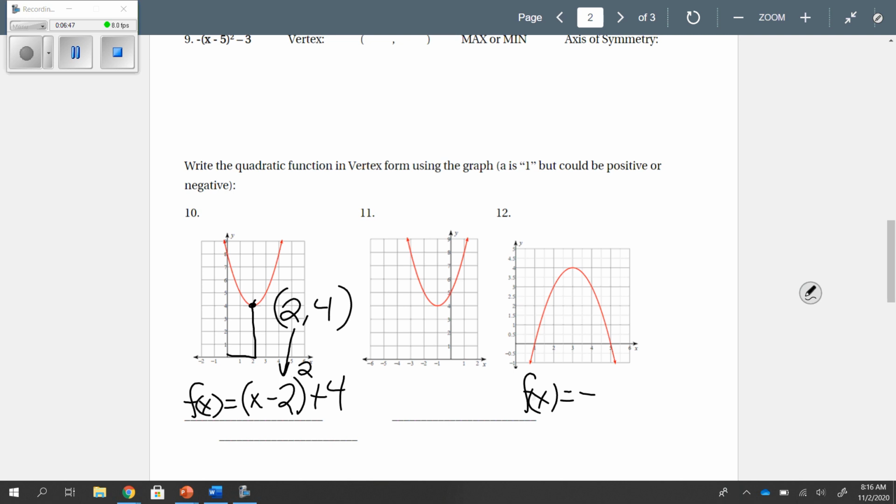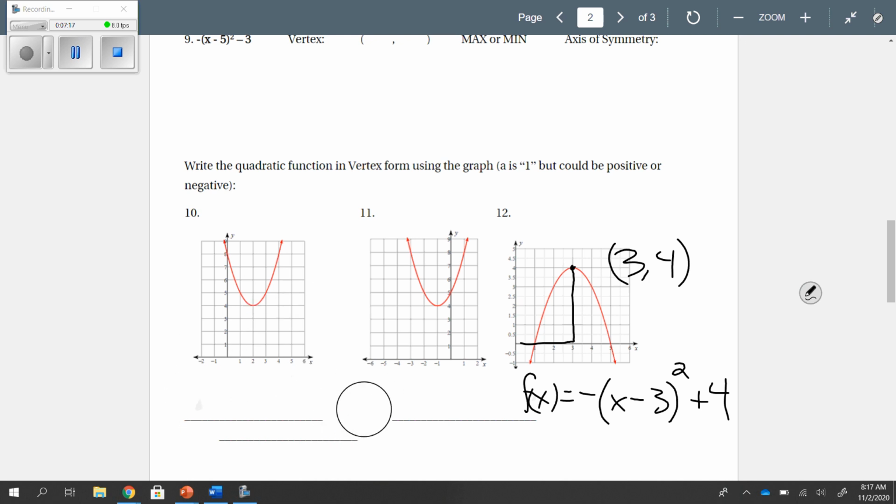So you write the negative, and then x, let's find the vertex. The vertex is here, and that is right 3. That's a positive 3. Make sure you look at the number. Right 3, and then up 4. So it's 3, comma 4. So how do we write that in vertex form? X minus 3 squared plus 4. And that's it. All right? So make note of that. Rewatch this if you need to.